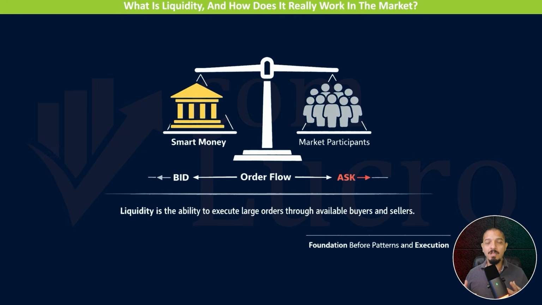Now, to fully understand why price behaves this way, we need to understand liquidity and how it really works in the market. To understand the logic behind a change of character, we first need a clear view of how liquidity functions within the smart money framework. Before moving into patterns and executions, it is essential to understand how these concepts operate in real market conditions.